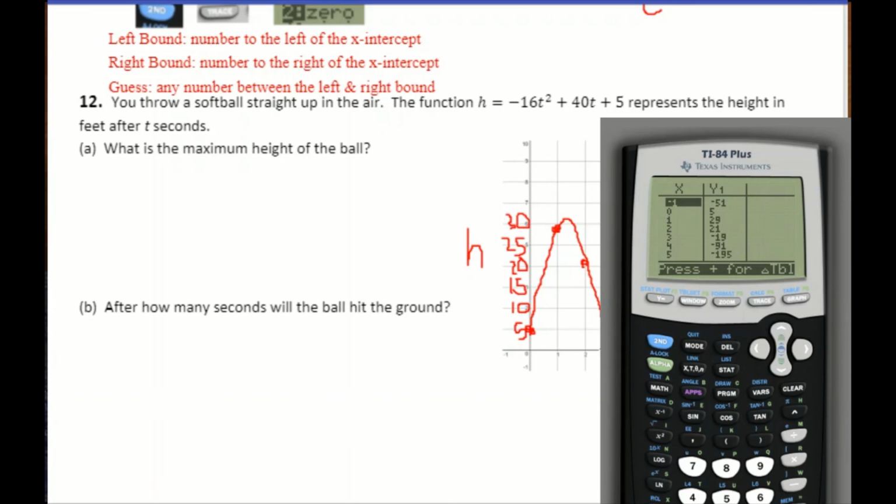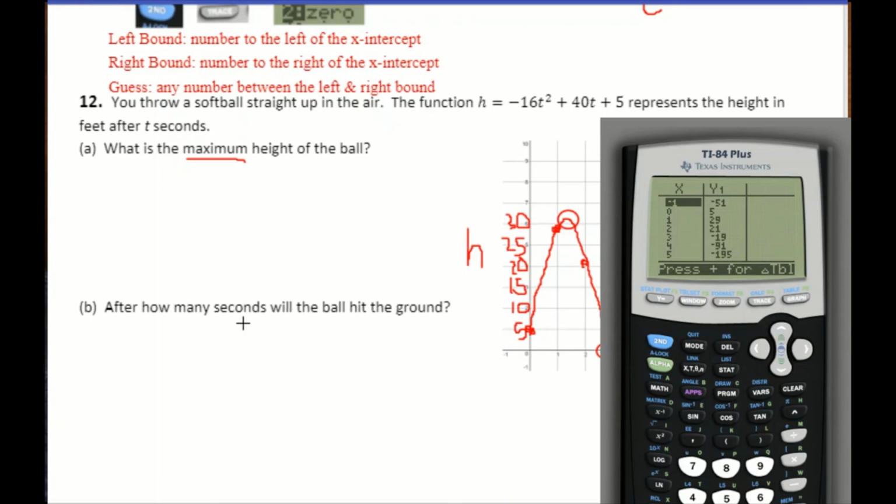And then we also want to know, when does this happen? So the question is, what's the maximum height of the ball? In which case we are looking for this coordinate right here. And then when does it hit the ground? We're looking for this right here. So we're looking for the t values for that and that.